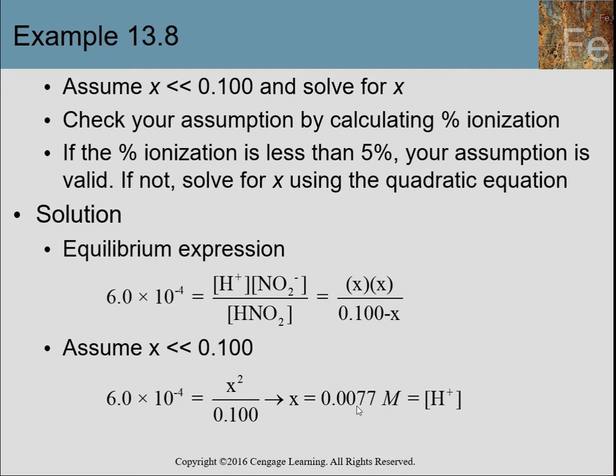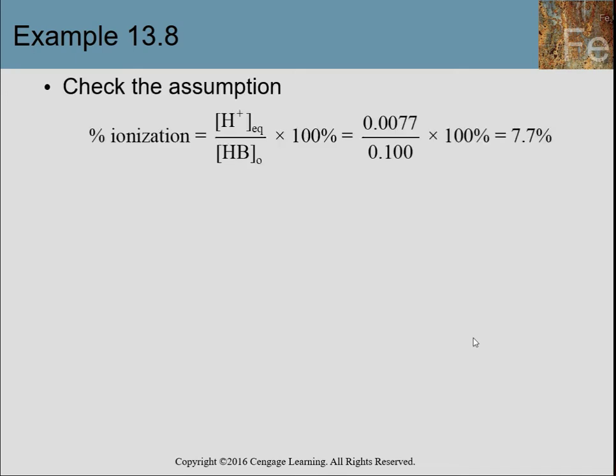Let's see whether we're allowed to use the assumption. So we're going to check our ionization. We're going to take amount of hydrogen ion, 0.0077, and divide it by the concentration of the acid, which is 0.1 times 100%. And lo and behold, we get a value of 7.7%. Since our number is greater than 5%, we're not allowed to use the assumption, and we have to go the full route of doing the full process of determining the concentration using the quadratic formula.